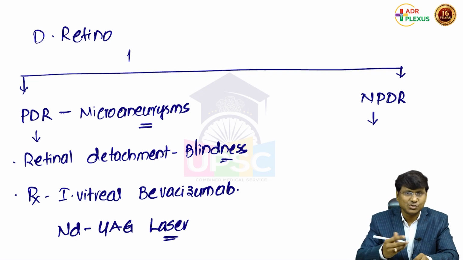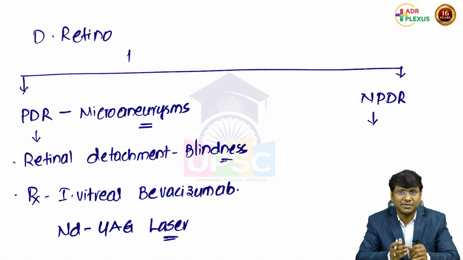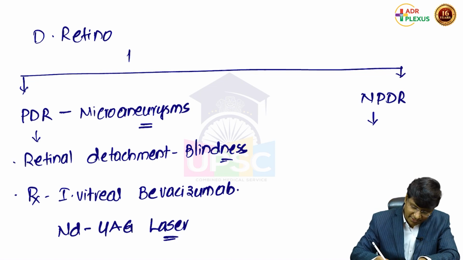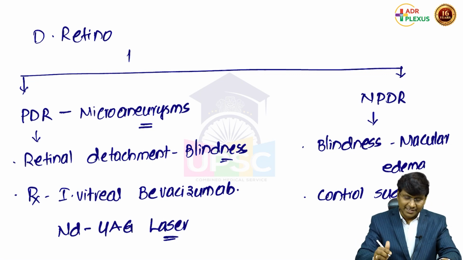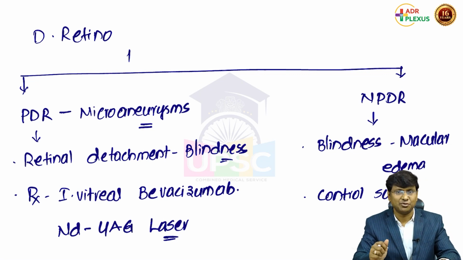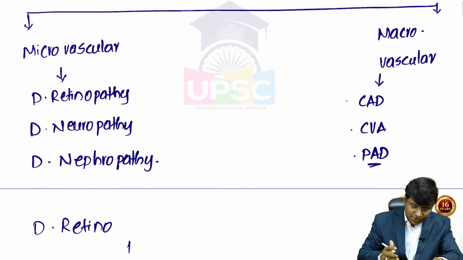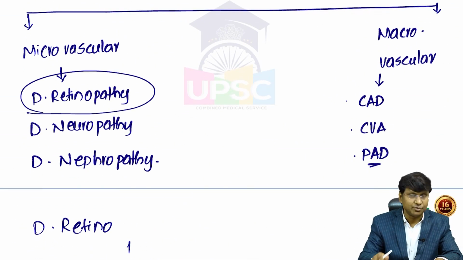Whereas in case of non-proliferative diabetic retinopathy, the cause of blindness in this individual is macular edema. And what is the treatment that you need to give in non-proliferative diabetic retinopathy? The mainstay of treatment is the control of the blood sugars. Now, so that was the story related to diabetic retinopathy.